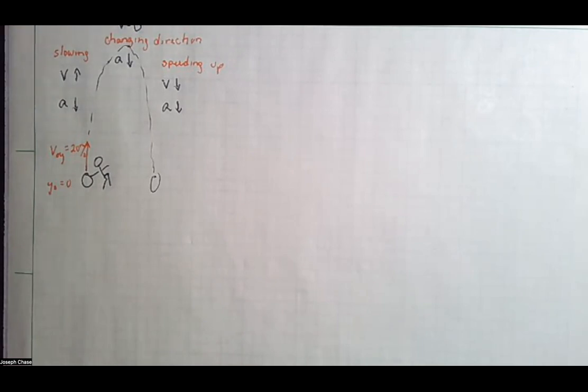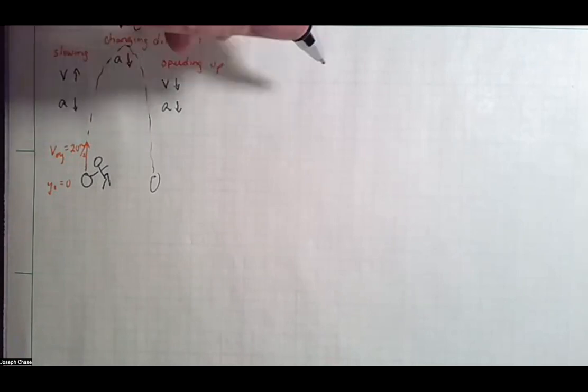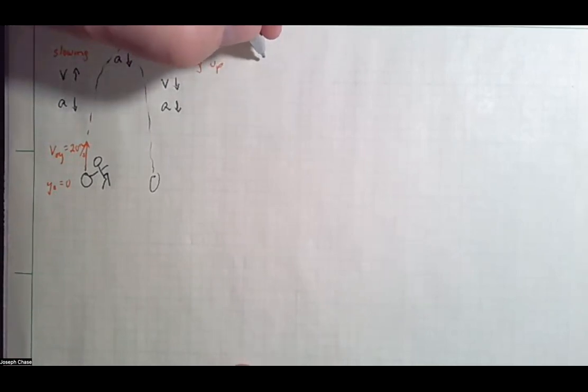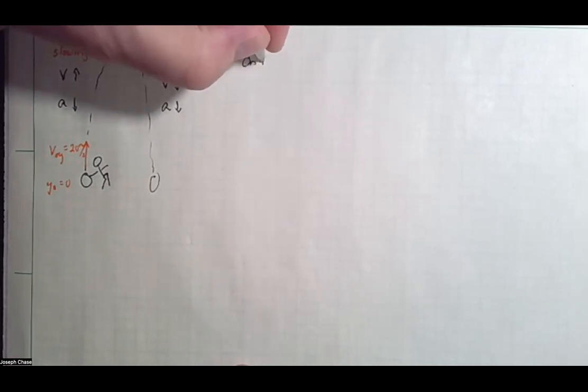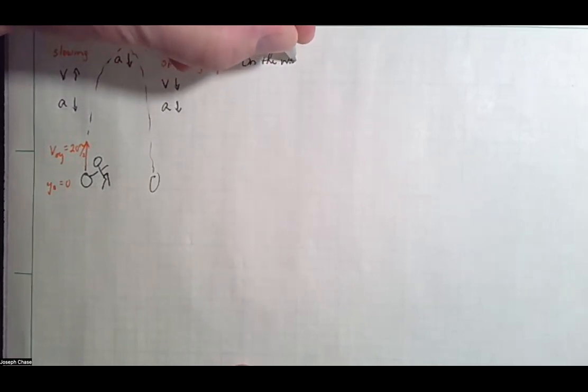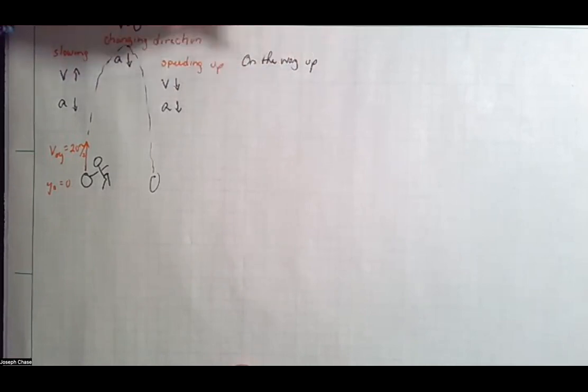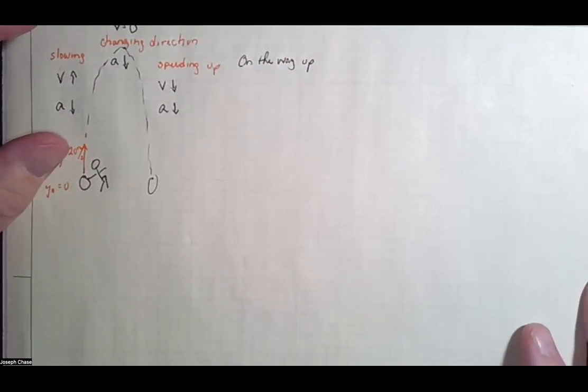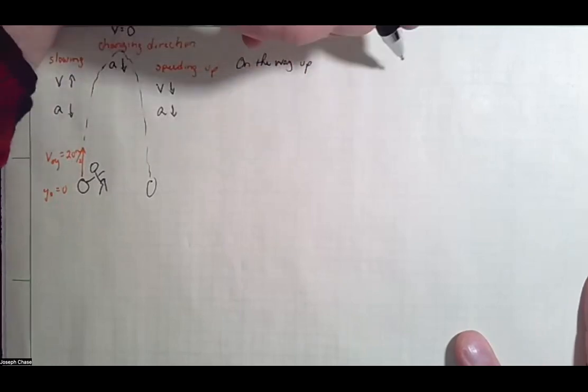Okay, well, let's work through an example and see how this shakes out. I think it's really important to remember that given all this information, we can break this up into 3 different parts, and it's worthwhile thinking about those parts. So let's break this down into on the way up, and then on the way down.